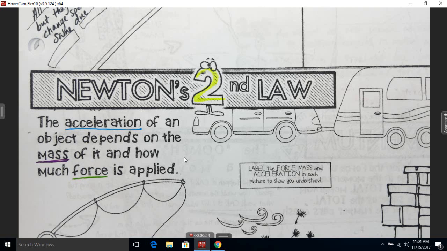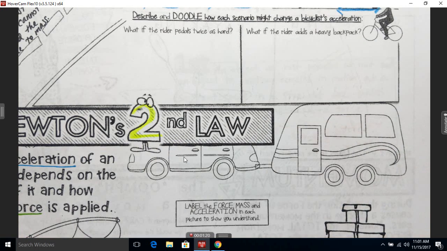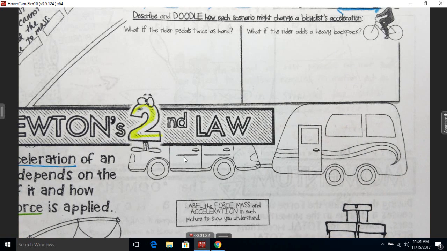Now, if you go to the first picture, with the vehicle and the little camper, we are going to label that picture with the words acceleration, mass, and force. Okay? So in this picture, what would be each thing? How do we label it?